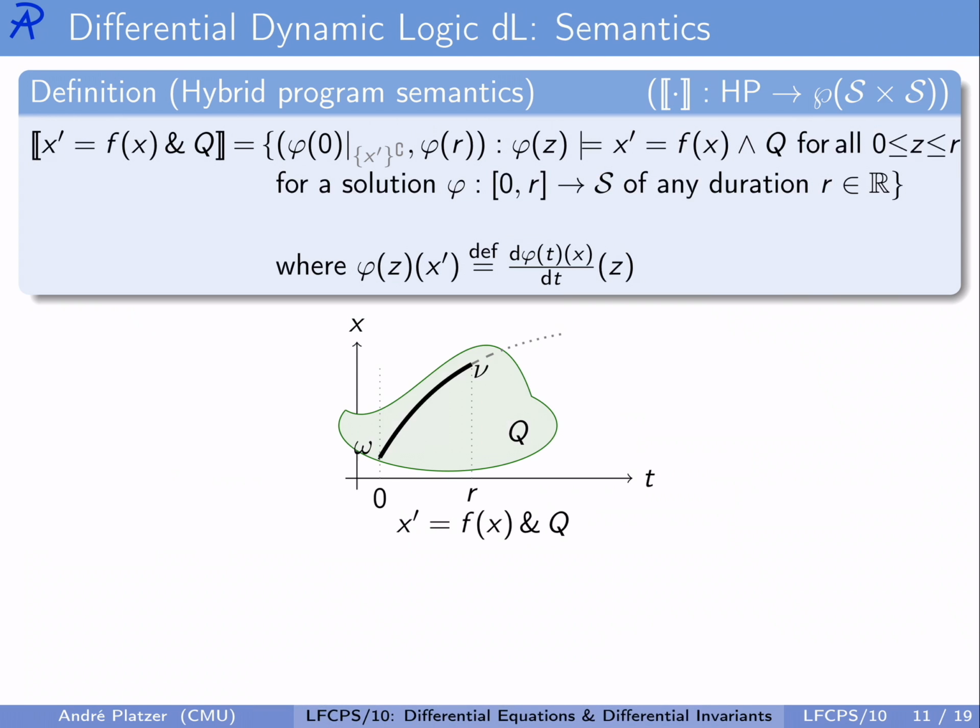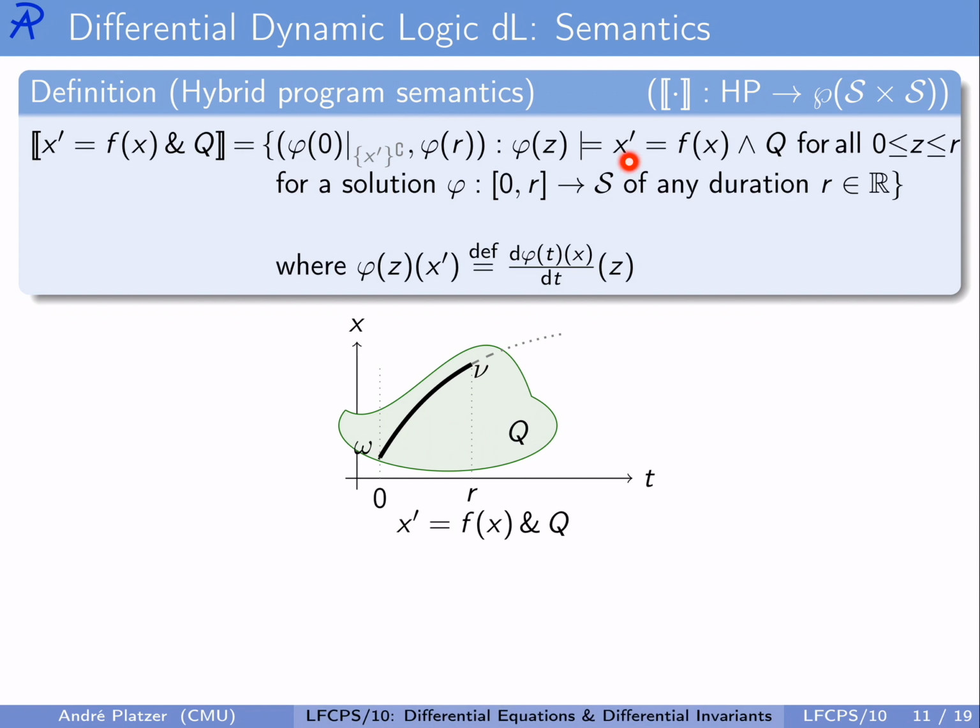Remember, we've actually already done that when understanding the semantics of differential equations, because the semantics of following a differential equation within an evolution domain constraint is a reachability relation, remember, that takes us from the old state that we had at the initial point to the new state we have at a later point in time r, for some r that is greater or equal 0, such that we do respect the differential equation at every point in time z along this solution, which just means we're making the formula x prime equals f of x and q true, the q that comes from the evolution domain constraint, for a solution of any duration r.